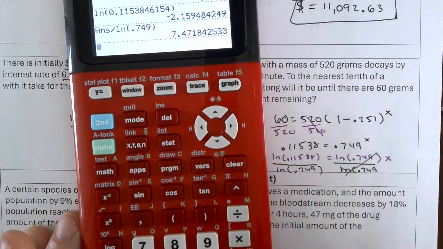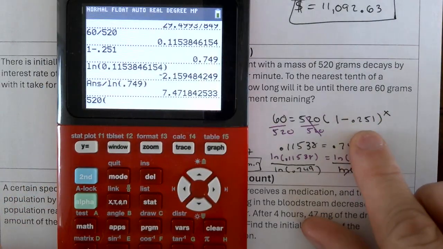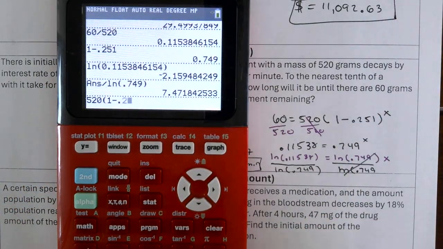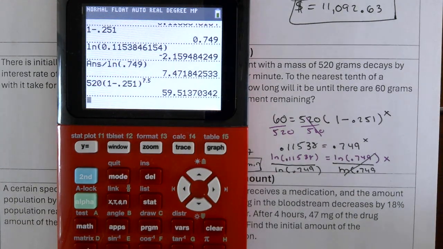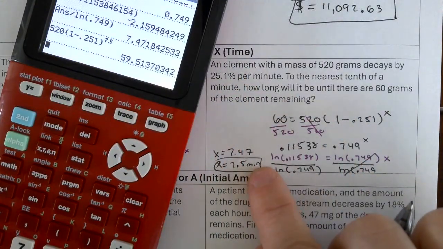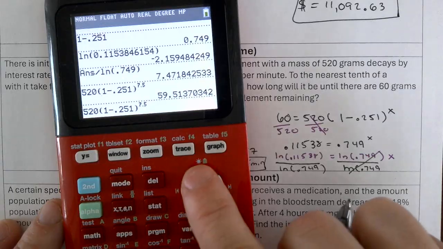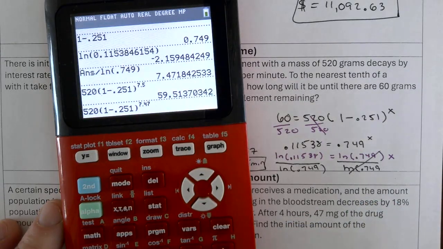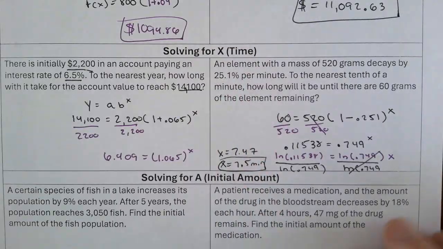Let's see what would happen if we plugged in 7.5 to check our answer. We had 520 to begin with, and it was depreciating at 25%, so 1 minus 0.251. If we raise that to the 7.5 power, I should get something pretty close to 60. And we did. But remember, we rounded to 7.5. I bet if I changed this to 7.47, it would show up even better. There we go, a little bit closer to 60. All right, we have some easier ones to finish the day off with.